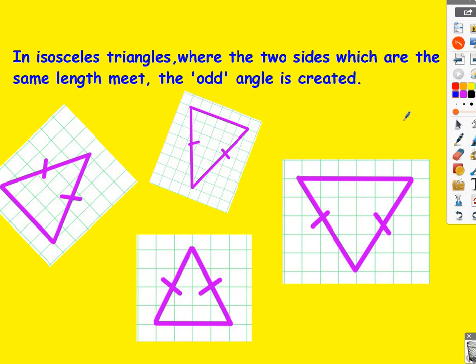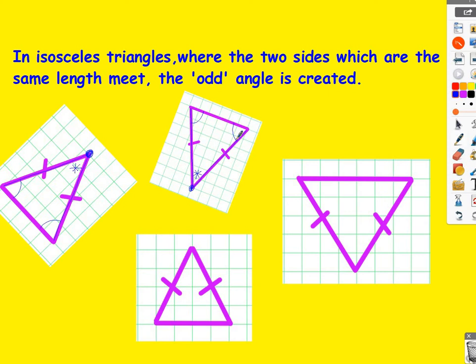So if we take this first triangle on the left hand side, the two sides are the same length, so this one here and this one here, they meet at the top. They meet there at the top. That angle at the top would be the odd one out, which means in this triangle here, these two angles are the same size. Take the next one, where the two sides which are the same length meet, so just here, this is the odd angle, the other two are exactly the same size.